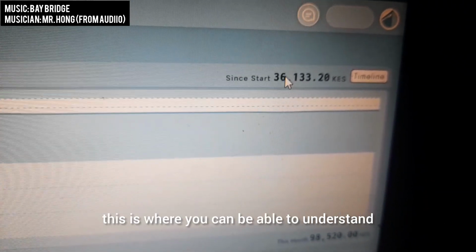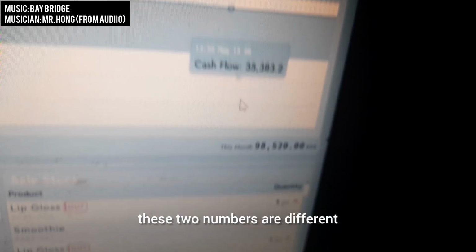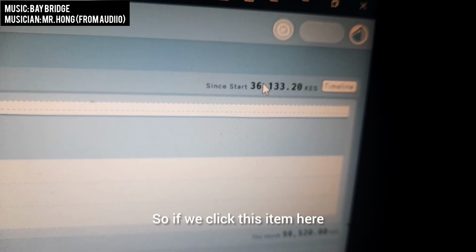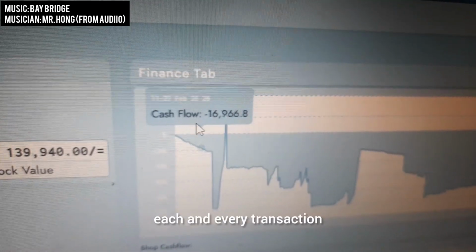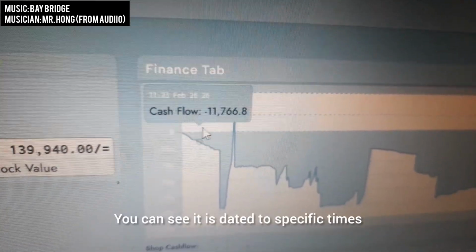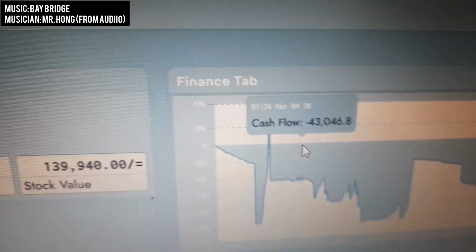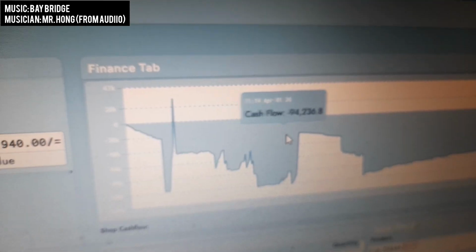But if you want to see the full data, this is where you can understand why it is 98,520 and not a lower number, or why these two numbers are different. So if we click this item here, you get a graph that has each and every transaction that I've done. You can see it is dated to specific times, like that.